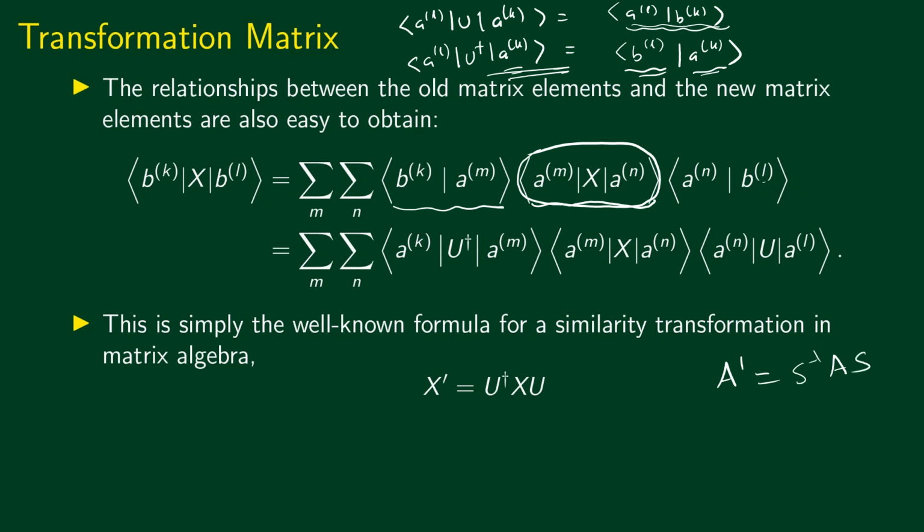Now we see that U dagger is U inverse because we are talking about unitary operators. This means that this is exactly the formula for a similarity transformation in matrix algebra. I hope you have some recollection of studying these similarity transformations and their properties, etc. So this is the relation between the old matrix elements and the new matrix elements. They are related by a similarity transformation. The old matrices are related to new matrices by a similarity transformation.